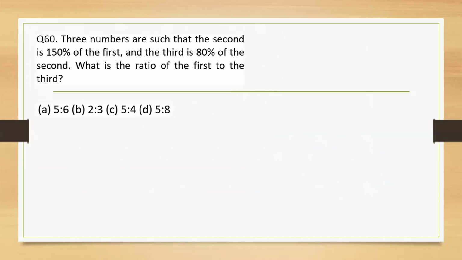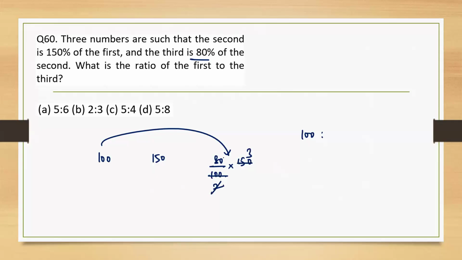Three numbers are such that the second number is 150% of the first. First you assume 100. Second number is 150% of first, means 150. The third number is 80% of the second. 80% of the second means 80% of 150. So he's asking you the ratio of first and third. This is 100 is to 80% of 150, which is 120. So you can say it is 5 is to 6.